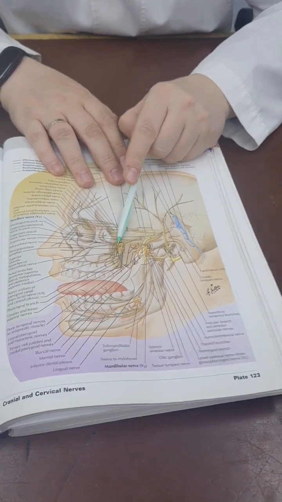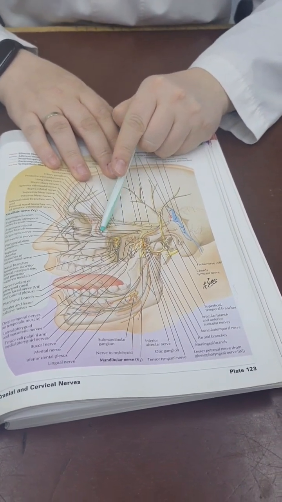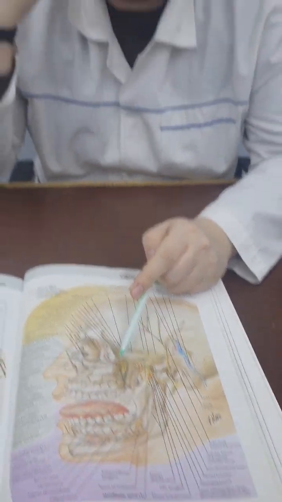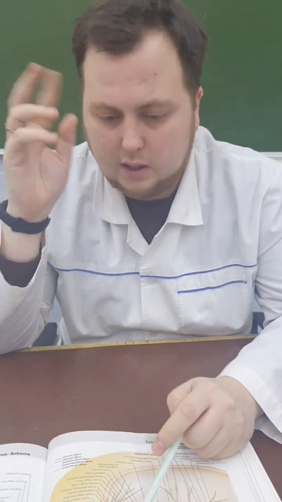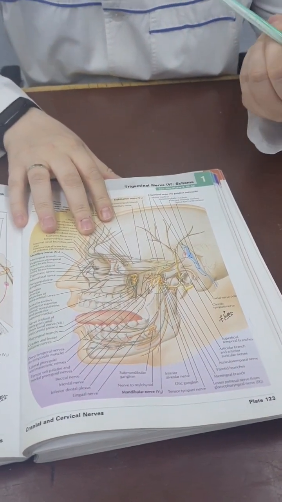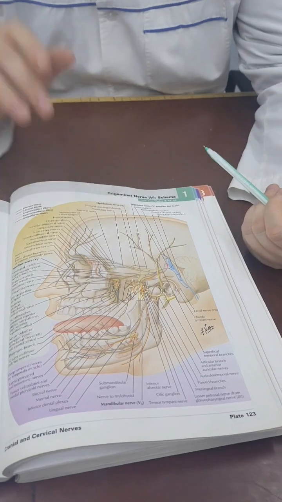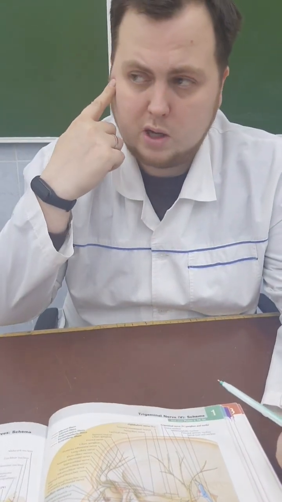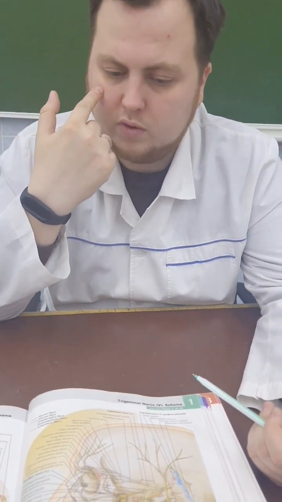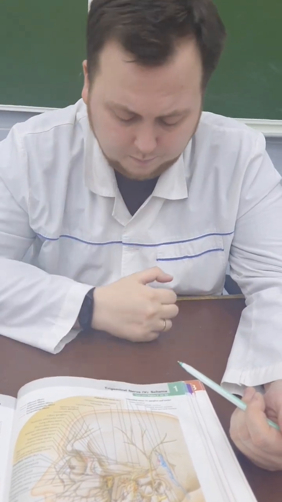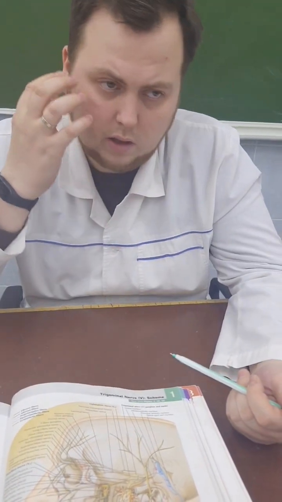Then the maxillary nerve, I told you that it gives the zygomatic nerve. The zygomatic nerve goes to the infratemporal fossa, and there it divides into two main branches: the zygomaticofacial nerve and the zygomaticotemporal nerve. The zygomaticotemporal nerve goes to the skin of the temporal region above the zygomatic bone and innervates the skin here. The zygomaticofacial nerve moves more medially to the zygomatic bone and innervates the skin of the lateral facial region.